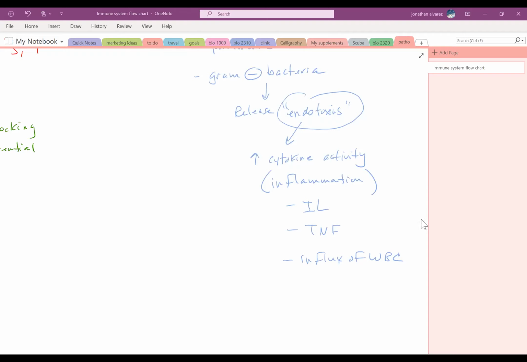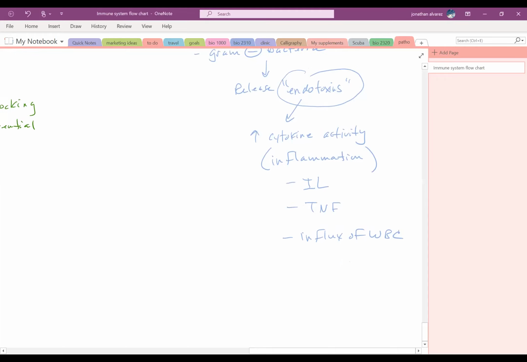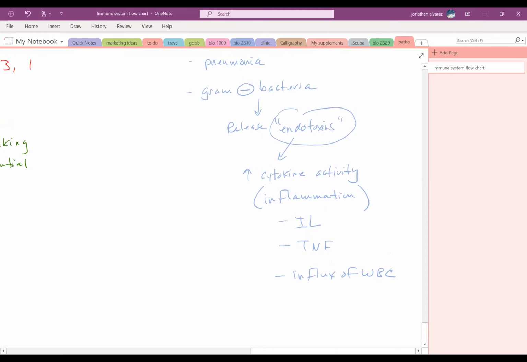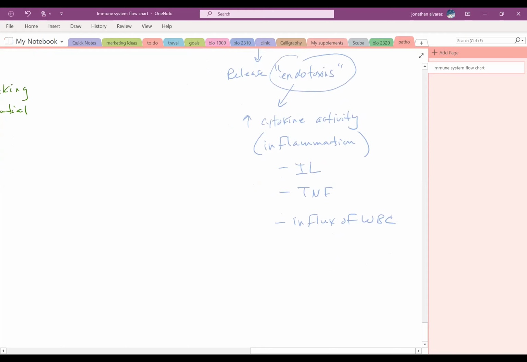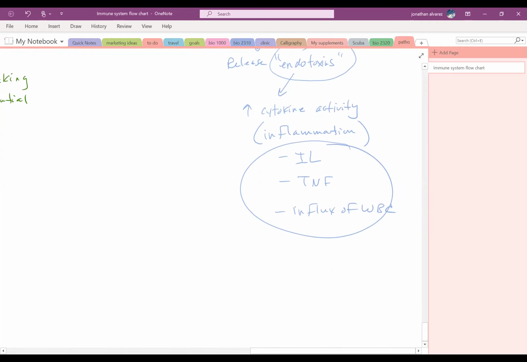All right. So back to gram negative endotoxins. Right. So influx of white blood cells. And all these things create inflammation and, you know, can spin out of control, take a bad situation worse. All right. One more and we'll take a break.